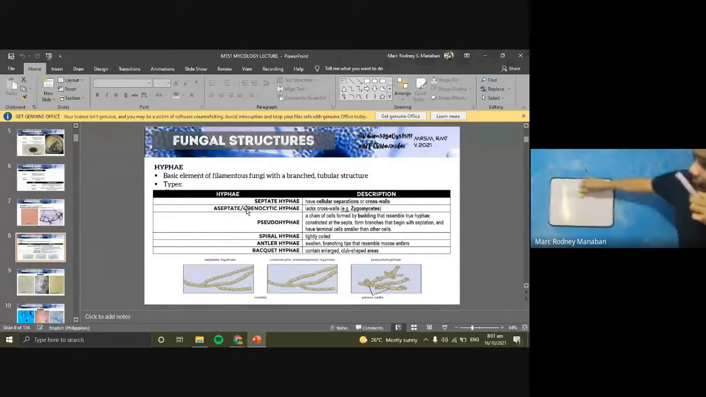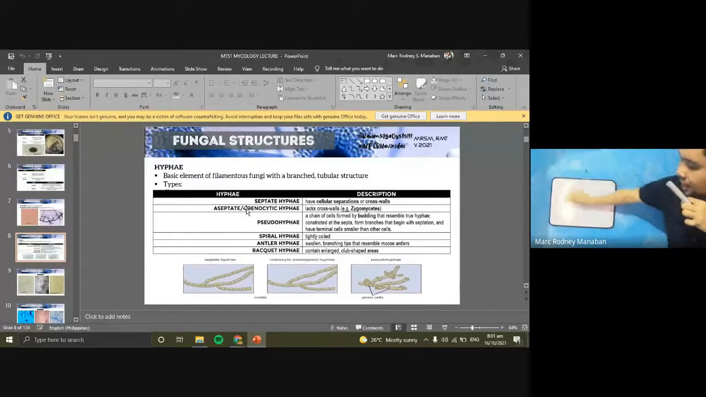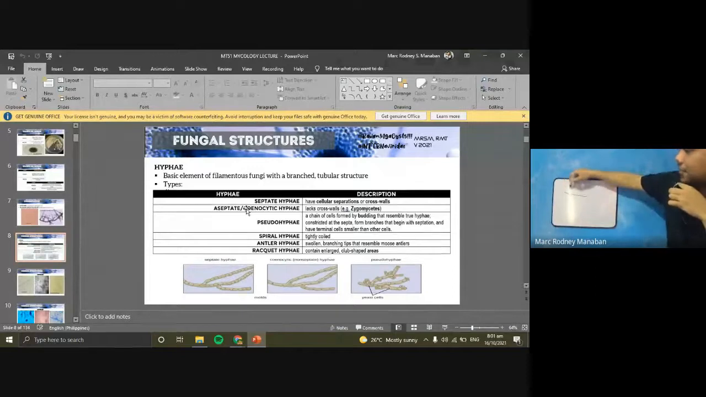Again, we mentioned that septate hyphae have septations, okay? So a number of divisions in the hyphae. Whereas aseptate or coenocytic has none. It's multinucleate but a single cell. This one is multi-celled because again it has septations.